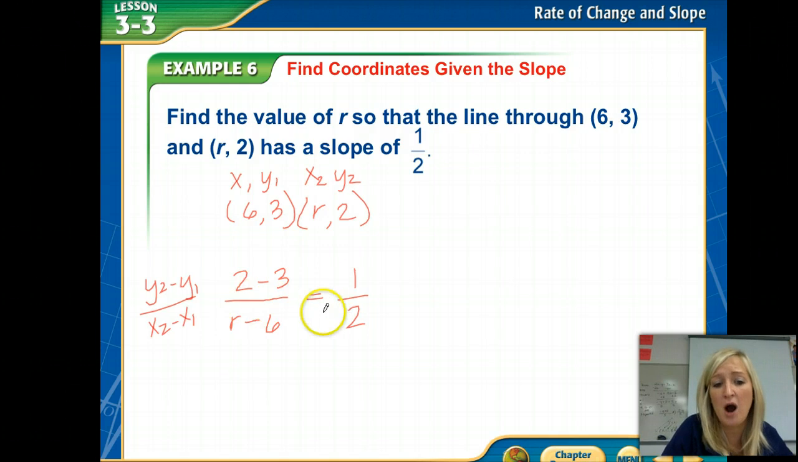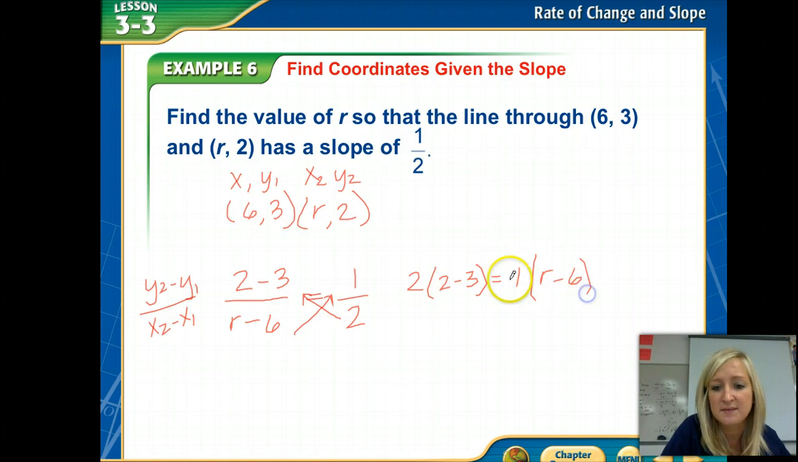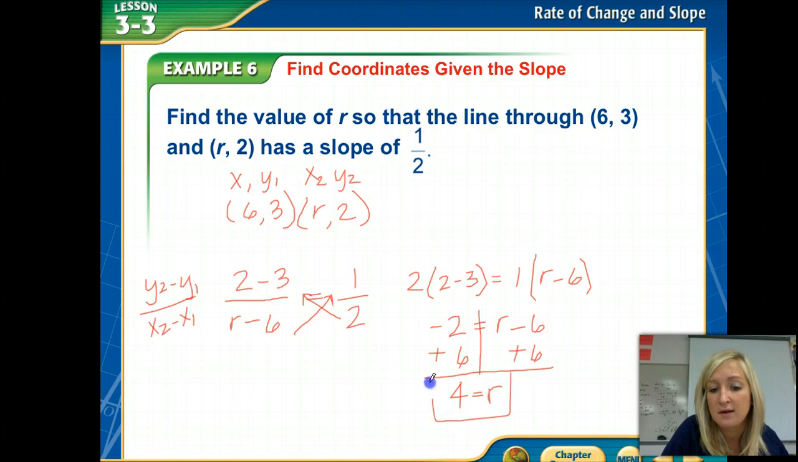Now, in order to solve for r, we're going to cross multiply. So I get 2 times 2 minus 3, and I'm going to set that equal to 1 times r minus 6. Well, distributive property, 2 minus 3 is -1 times 2 is -2 on this side, and I get r, or 1r, minus 6 on this side. So if I need to solve now for r, my last step is to add 6 to both sides. And I get 4 equals r. So that last missing point is 4.